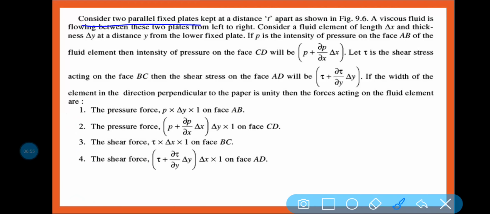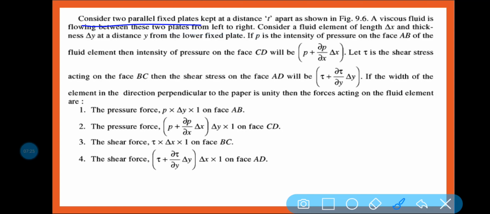Consider the parallel plates kept at a distance t apart as shown in the figure. A viscous fluid is flowing between these two plates from left to right. Consider a fluid element of length delta x and thickness delta y at a distance y from the lower fixed plate.